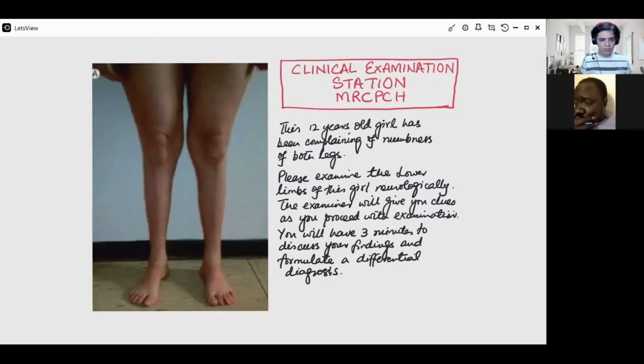Okay, let's talk about what you think based on these findings, on your examination findings, looking at the picture and looking at the cues that you got in the examination. What could be the reason for that? Can you just give me your three differentials for this condition? Oh boy, the tough one.